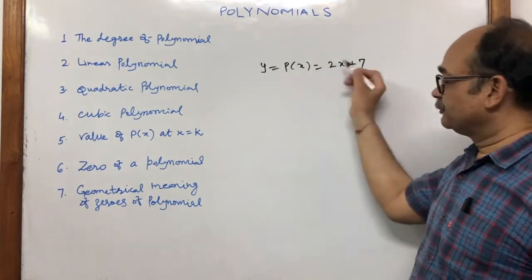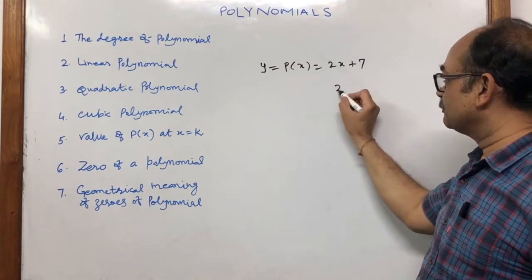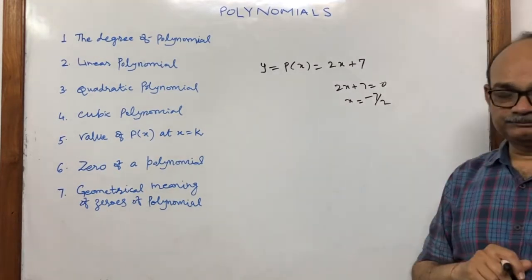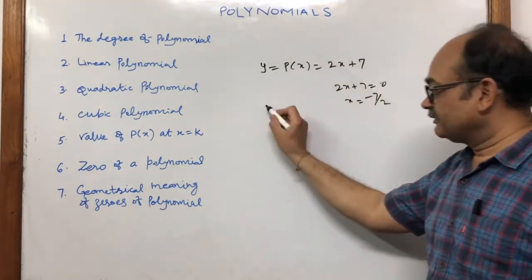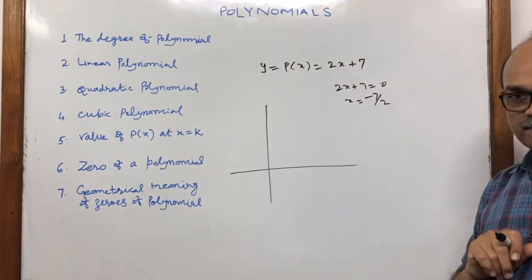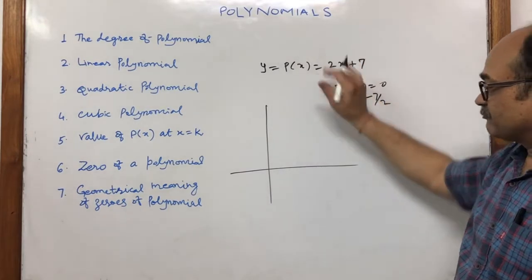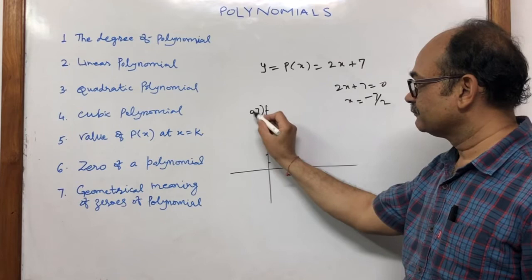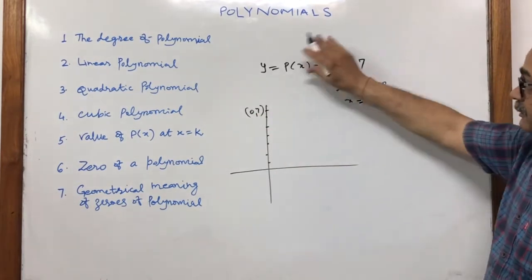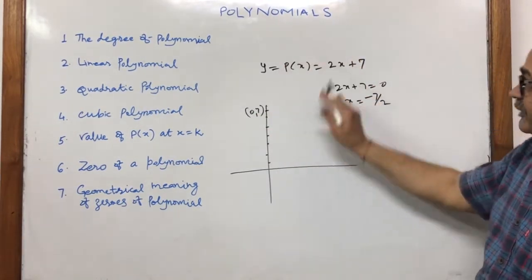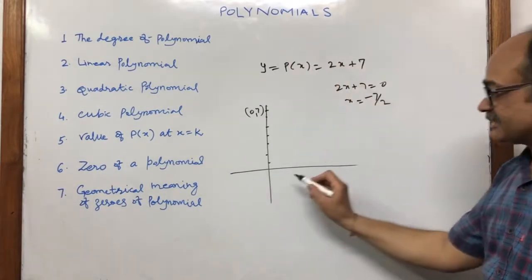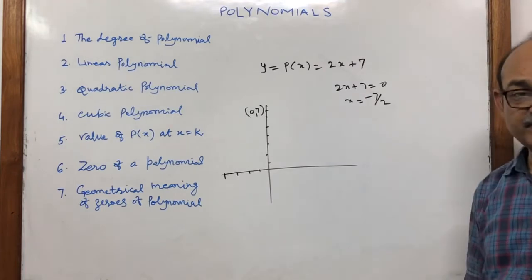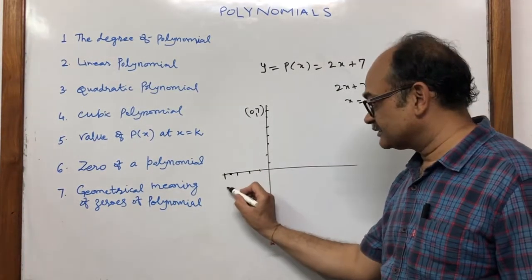Zeros of the polynomial you know very well. If we compare this one with 0, we are getting minus 7 by 2. If we want to draw the line like in class 9th, put x equal to 0, then y is 7. So (0, 7). And when you put y equal to 0, x is minus 7 by 2. Minus 7 by 2 means minus 3.5.